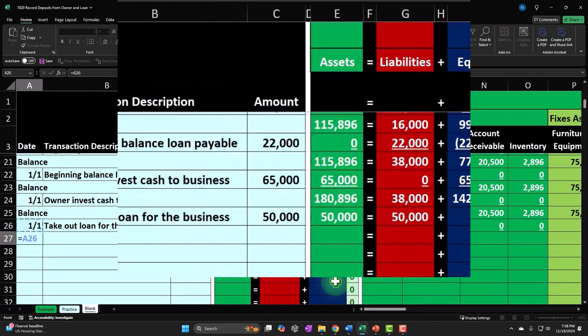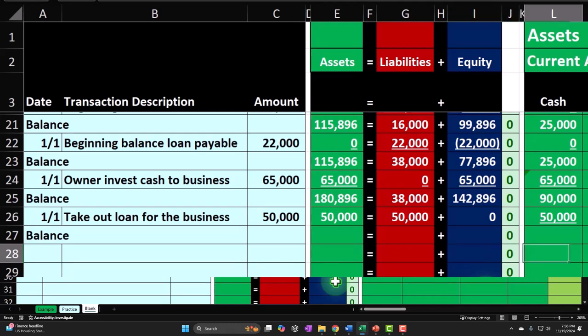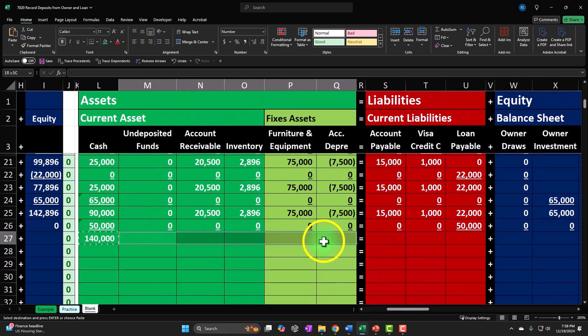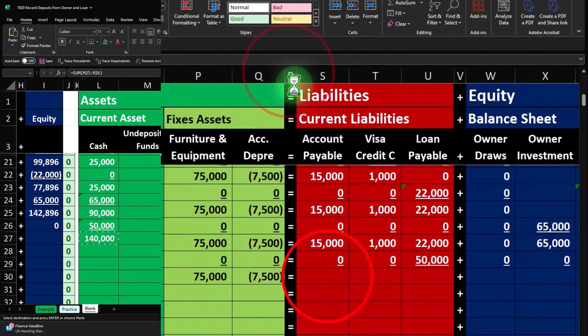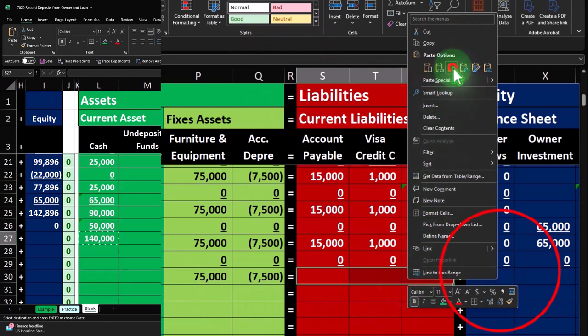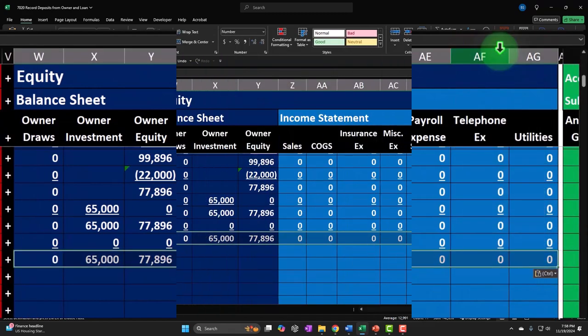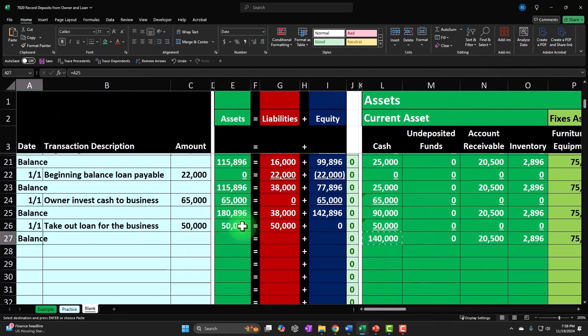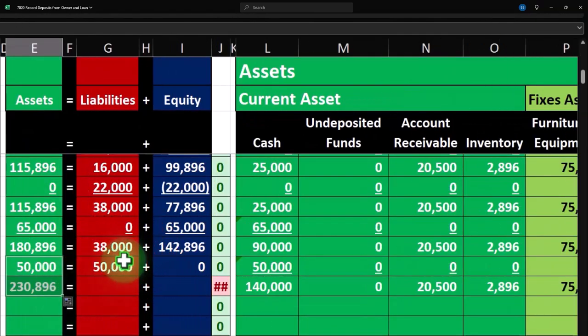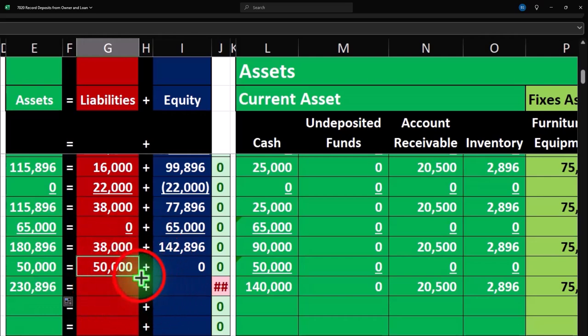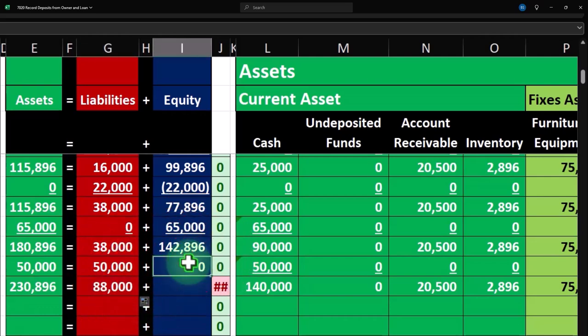We're going to say the new balance, if we sum it up over here, equals the sum. We were at cash of 90,000. We picked up another 50,000 from the loan that we took out. Copying that, gonna paste it across the board, pasting it formulas only. And then we're gonna copy down the balance to make sure that our ending balance is still in balance. We're currently at the $230,896. We've got a lot of money now for investing. 88,000 liabilities that we owe, and $142,896 then of the equity.